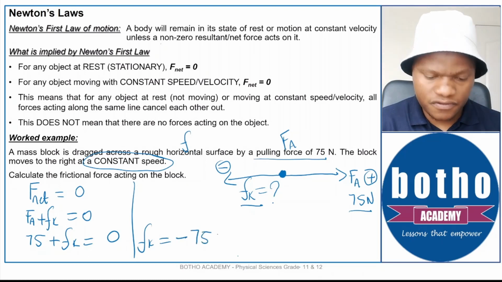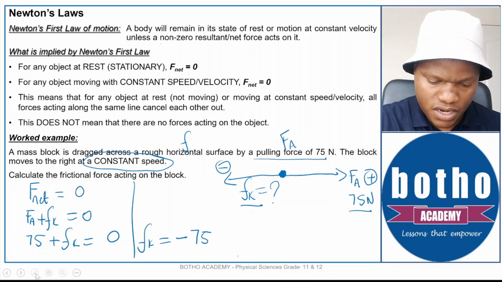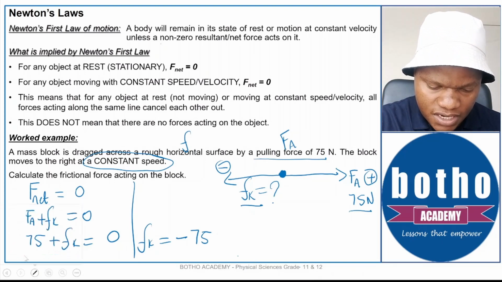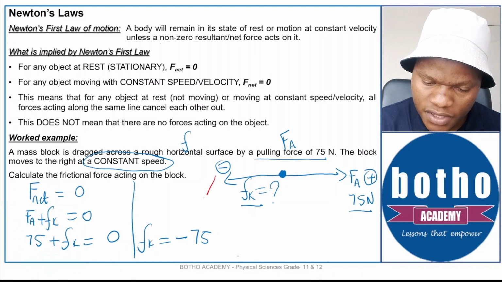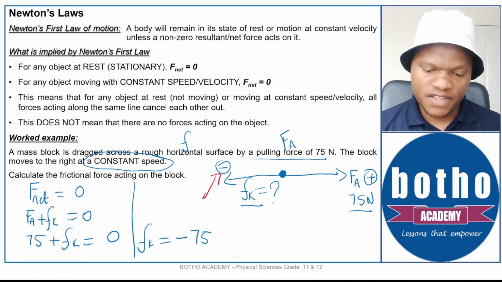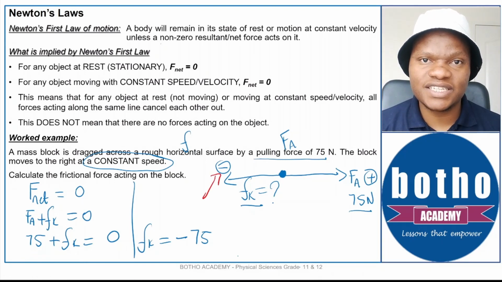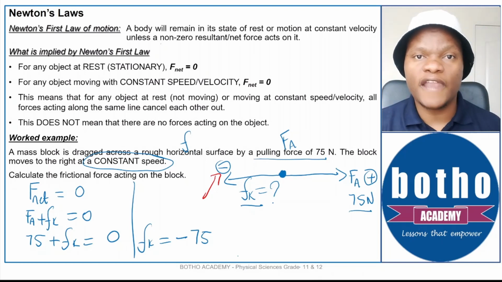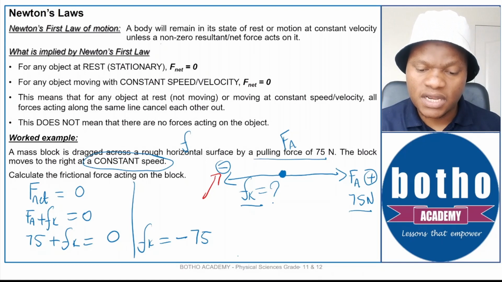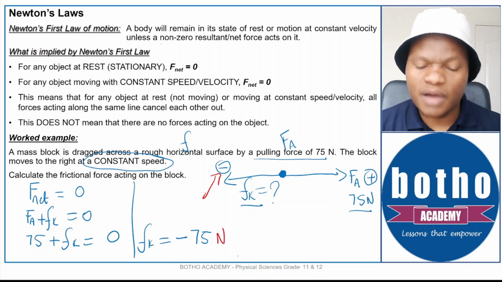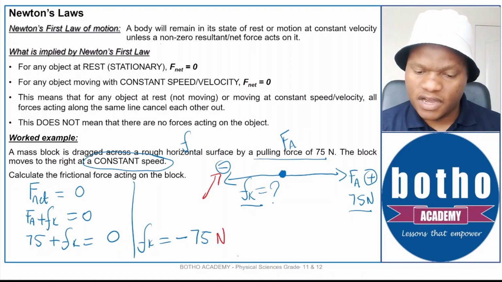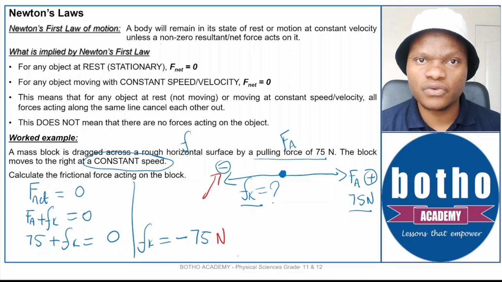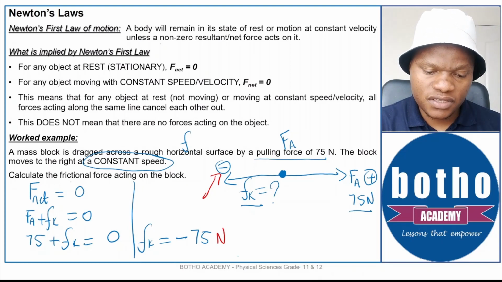What does the negative mean? We get a negative answer. Remember, we chose to the left as negative. The negative is actually telling us the direction of Fk. So you don't stop here, and we see this a lot where learners stop here, put a unit there and say, I'm done, therefore I've answered the question. No, you have not answered the question, because the question says calculate the frictional force.